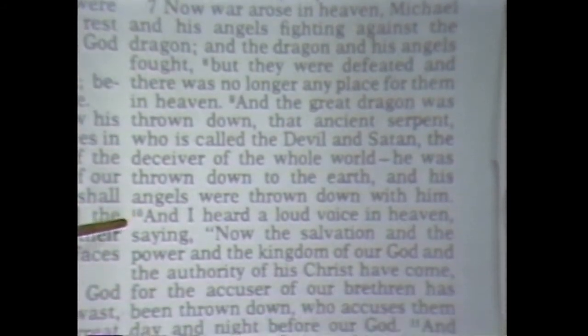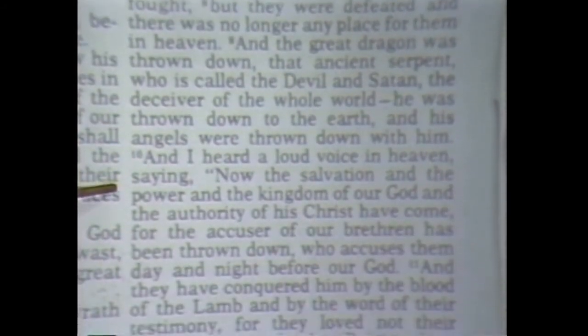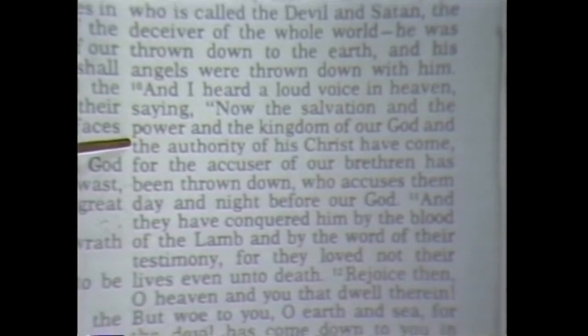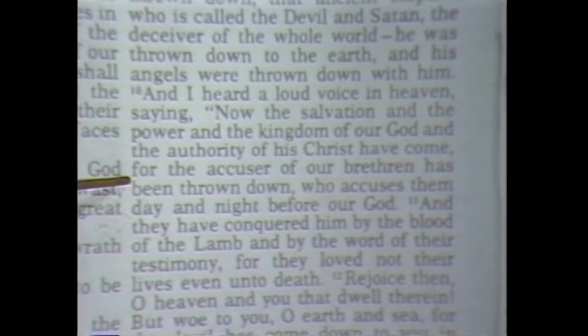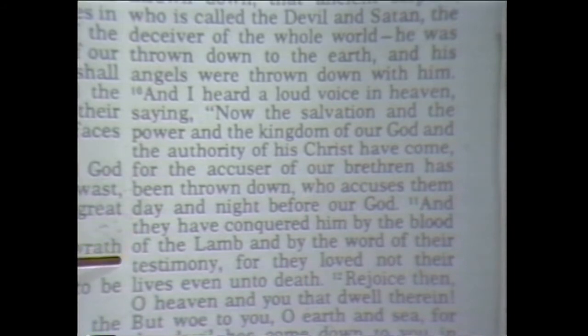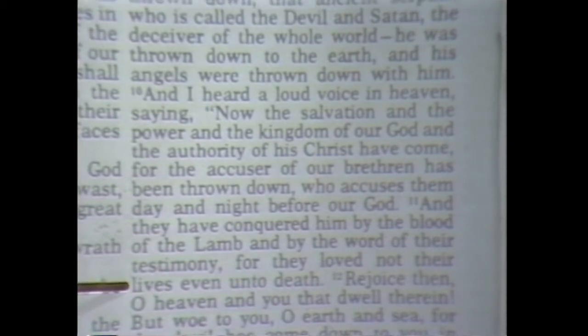And I heard a loud voice in heaven, saying, Now the salvation and the power and the kingdom of our God and the authority of his Christ have come, for the accuser of our brethren has been thrown down, who accuses them day and night before our God. And they have conquered him by the blood of the Lamb and by the word of their testimony, for they have loved not their lives even unto death. This is a reference to Christian martyrdom again.